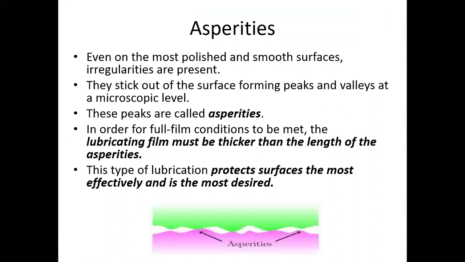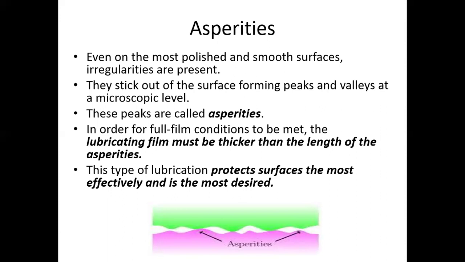Now, let's talk about asperities. Even in the most polished and smooth surfaces, irregularities are present. At the macroscopic level, what we can see with the naked eye, the surface looks smooth. But when we examine it under the microscope, they stick out of the surface, forming peaks and valleys, the high points and the low points of the surface. These peaks are what you call asperities. In order for full film conditions to be met, the lubricating film must be thicker than the height of the asperities.